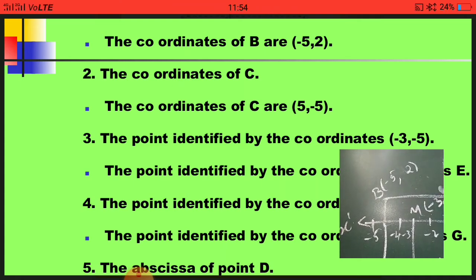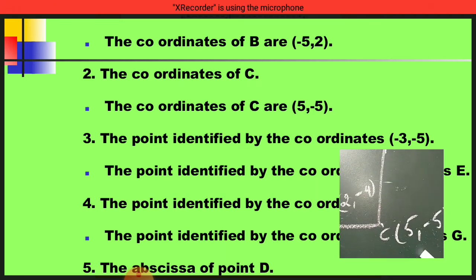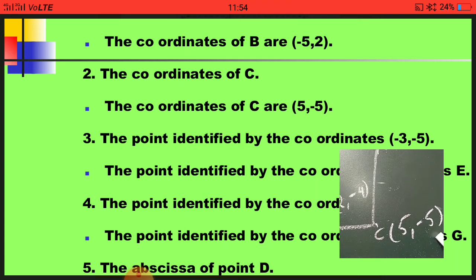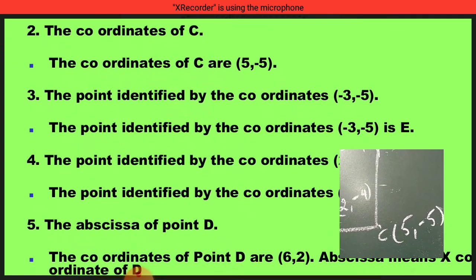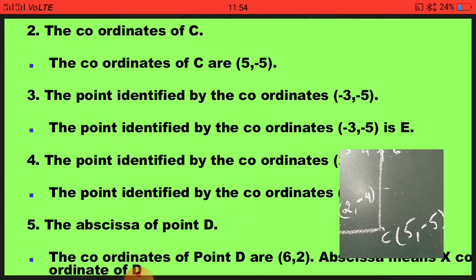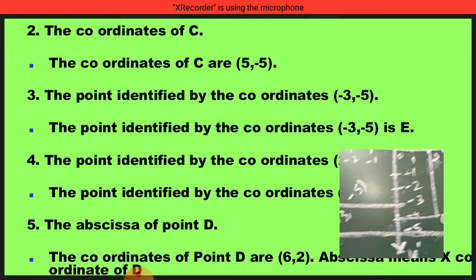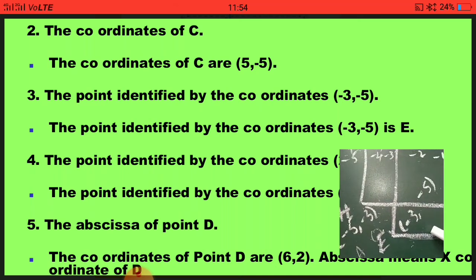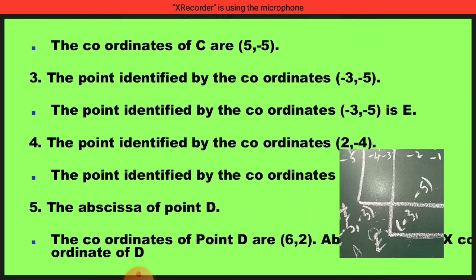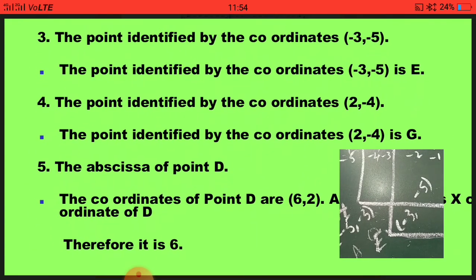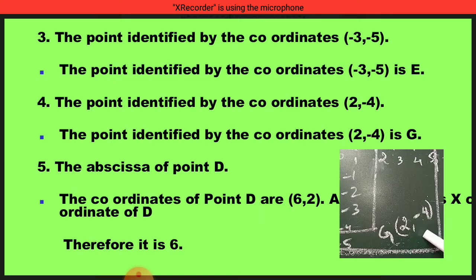Next question is C. See what coordinates you have to write. C is (5, -5), you have to write in the ordered pair. Next, the point identified by the coordinates (-3, -5). Search where is (-3, -5). It is here. So, the name given for that is E. So, I have written here E. Next question is the point identified by (2, -4). It is here. 2 and -4.